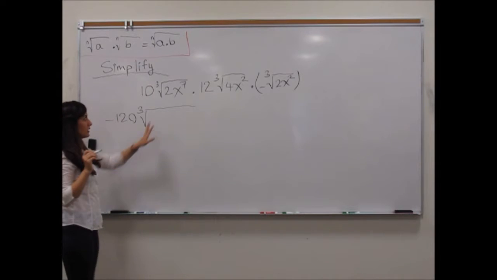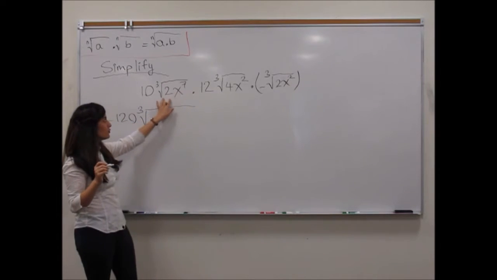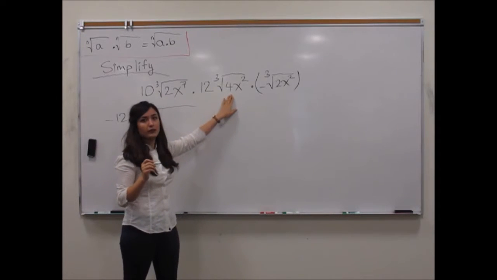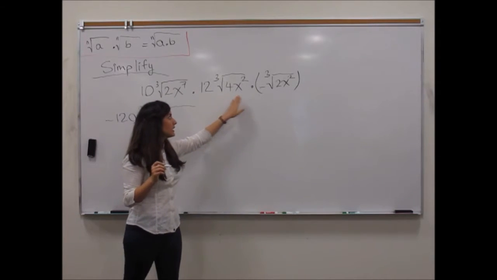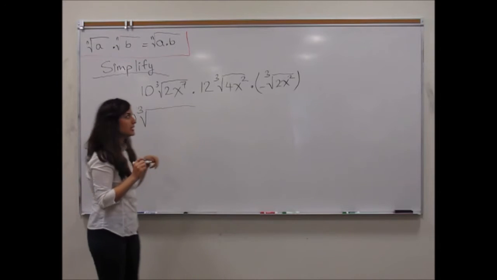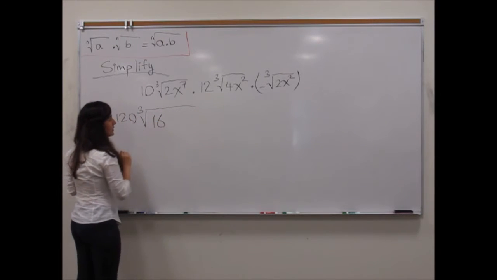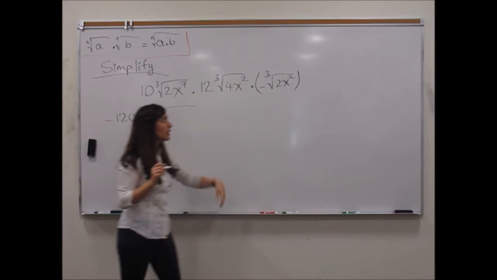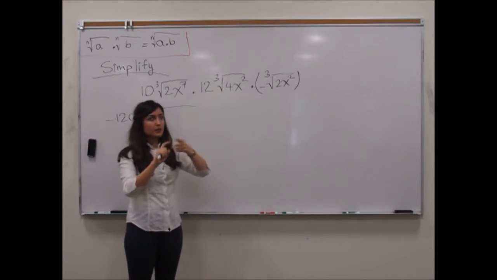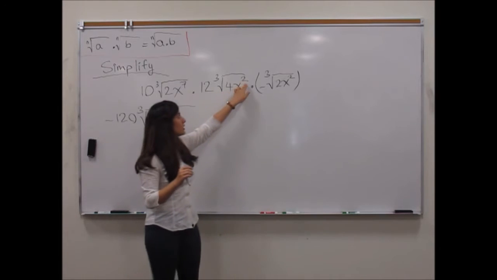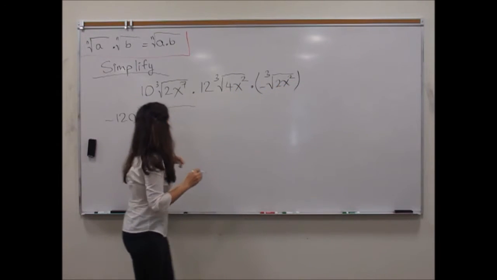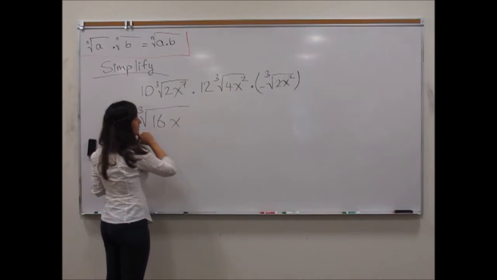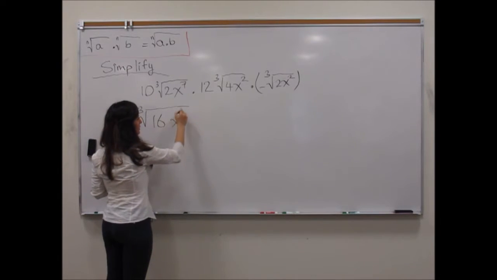Inside the cube roots, I have 2, 4, and then another 2. So 2 times 4 gives me 8. 8 times 2 gives me 16. So I have 16 here. And then x to the 7th, x squared, and x squared. I'm going to add the exponents. 7 plus 2 plus 2. So that's x to the 11.